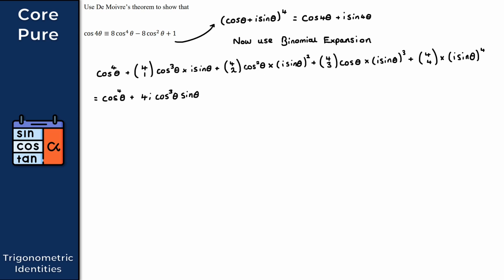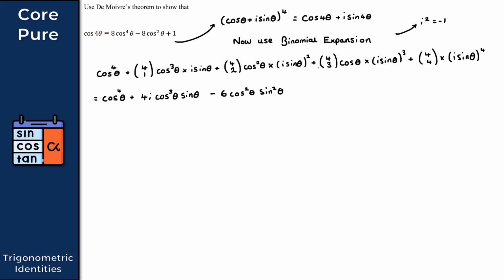Let's keep going here. So now 4 choose 2 is 6. We then got cos squared theta, so I've got 6 cos squared theta. And then we times this by i squared sine squared theta. Now, i squared, you should be aware, is -1. So what I've got here is 6 i squared cos squared theta sine squared theta. But given that i squared is equal to -1, what I've got here then is -6 cos squared theta sine squared theta. Hopefully nice and straightforward up to now. So like I said, we're just simplifying as we go here.